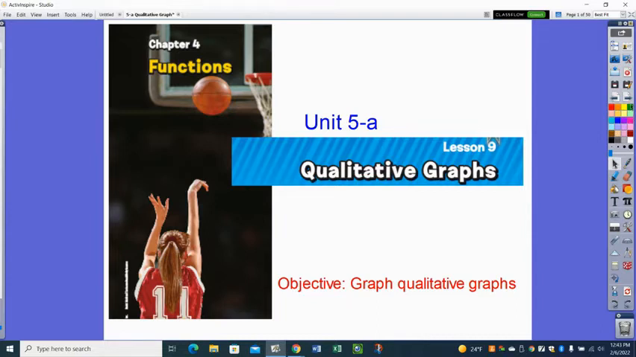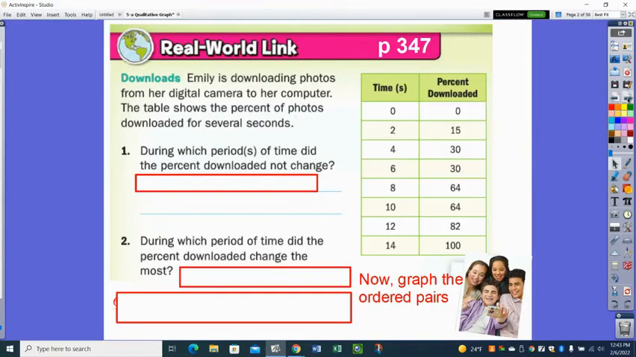So I'm going to start in the book on page 347. And we're just going to see here a table. And we are going to make a graph with numbers on it. And then I'm going to take them off and show you how you can see basically what's going on in this situation. So Emily is downloading photos from her digital camera onto her computer. Just think of basically downloading anything. And the table shows the percent of photos downloaded for several seconds.